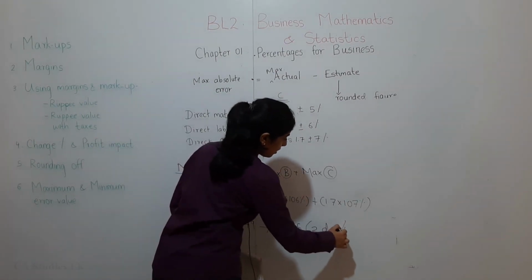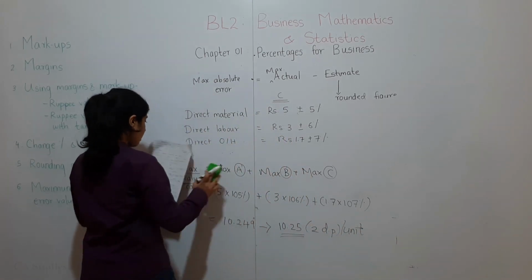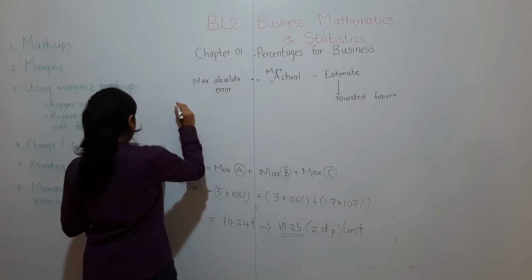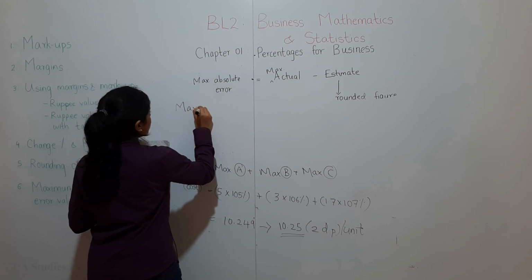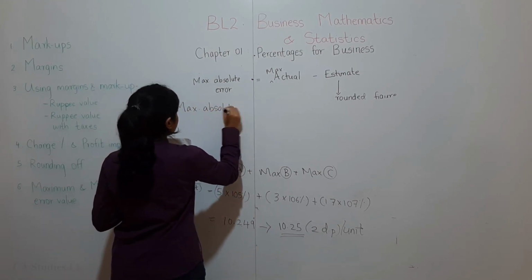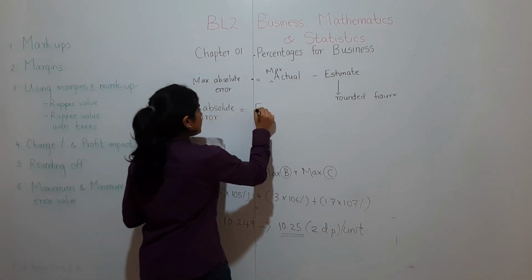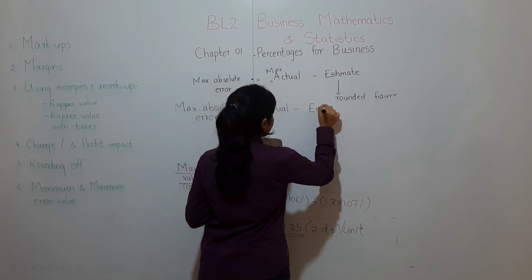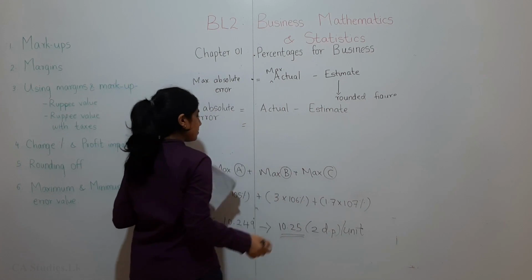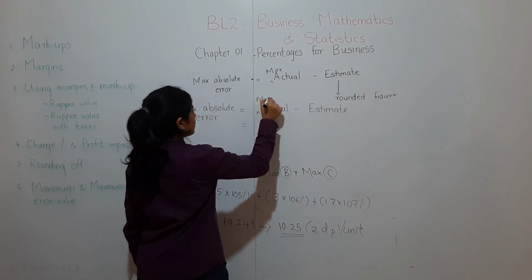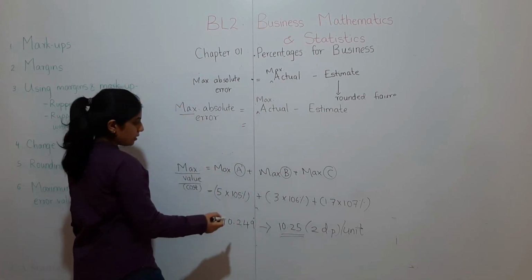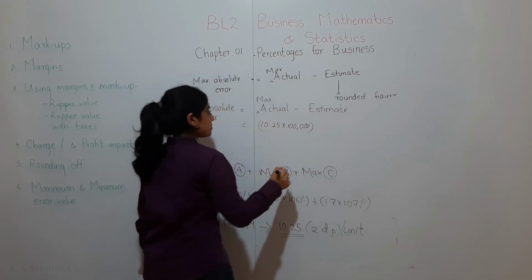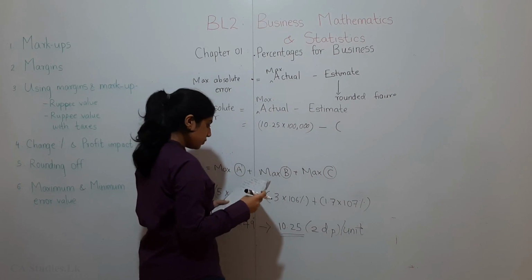This is per unit, okay, per unit, and now they are going to produce 100,000 units of C, and they want the error, so put the formula: maximum absolute error equals estimate or actual minus estimate. Actual is this maximum actual, because it's the maximum absolute error, which is 10.25 per unit multiplied by 100,000 units, minus the estimated unit price, which is the unit cost actually.